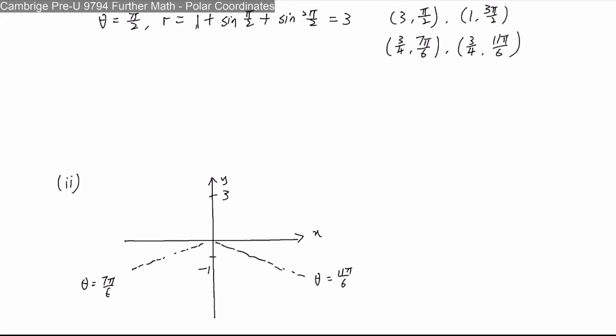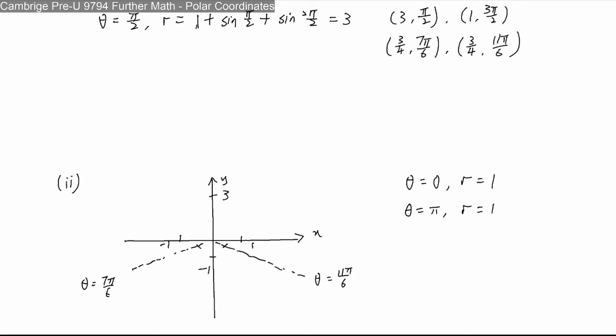Then when theta is equal to 7 pi over 6 and 11 pi over 6, both of them are 3 over 4, which is quite small here. So let's mark the points like this. These are the 4 points that we have, and it is also good to find out the starting point. When theta is equal to 0, r is equal to 1. The same goes for theta equal to pi, r is equal to 1 as well. So we expect the graph to pass through these points.